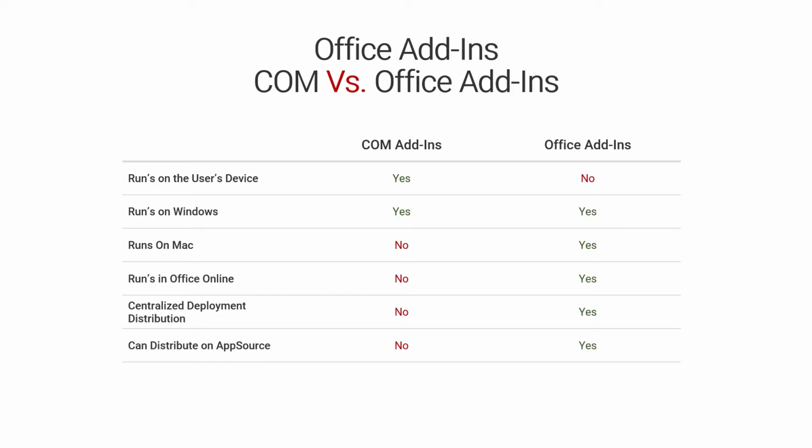Okay, so in the world of add-ins, you really have two different types of add-ins. You have COM add-ins and you have Office add-ins. Now, what is the big difference between these two frameworks? Well, COM add-ins are the old ones. These are ones that we could write with C#. You could also do it with VB.NET and others, but this was the old framework. On the old framework, you could run on the user's device. That means you installed it on a local machine, and it would run on that user's system.